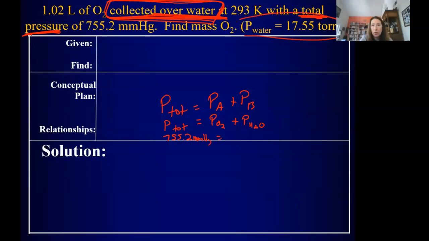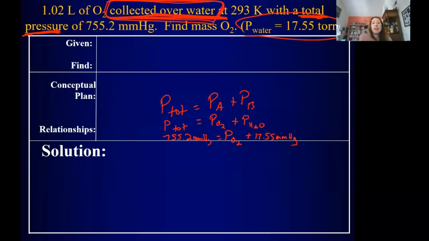And then it says the pressure of water of that temperature is 755 torr. And remember, torr and millimeters of mercury are the same thing. So I'm just going to change that to millimeters of mercury. They're the same.